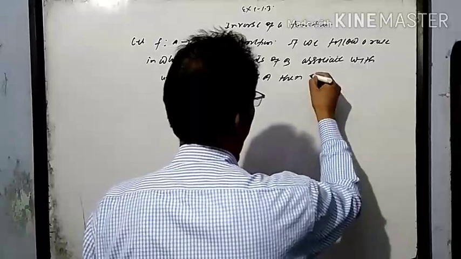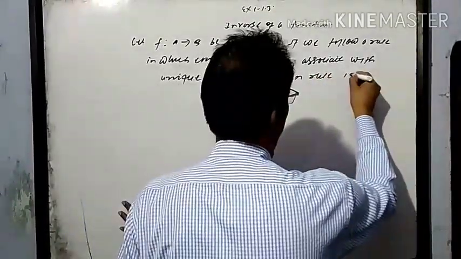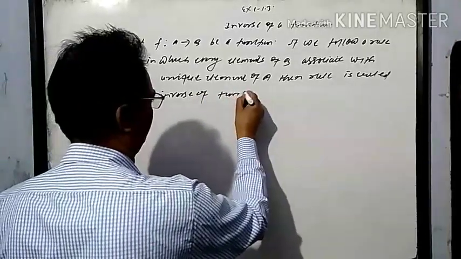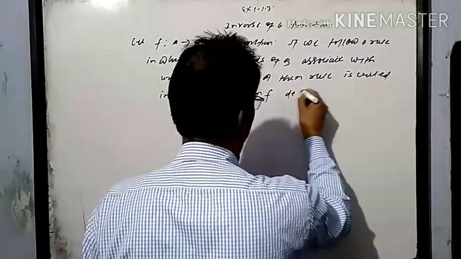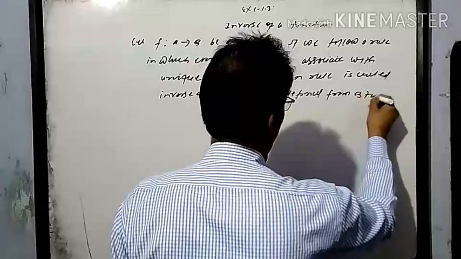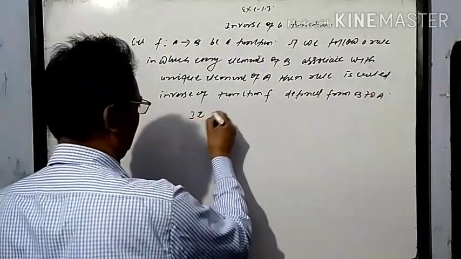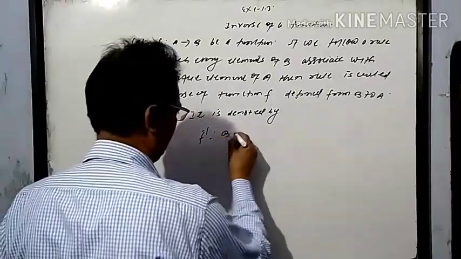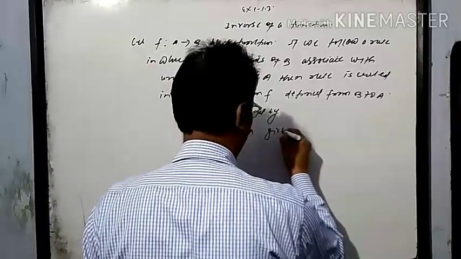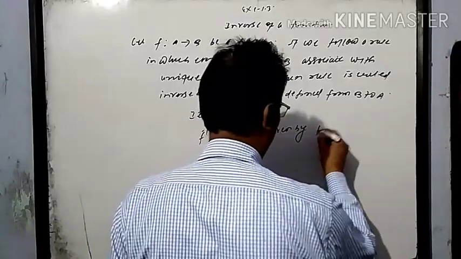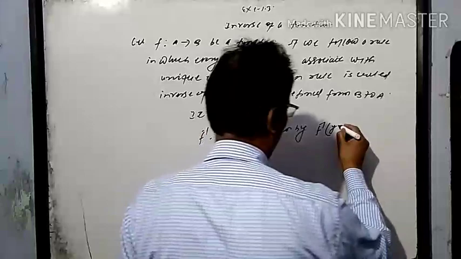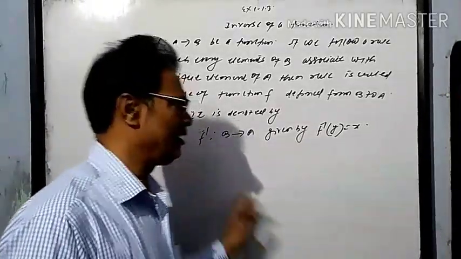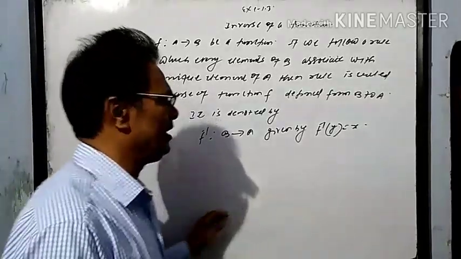then the rule is called the inverse of the function f, defined from B to A. It is denoted by f inverse, a function from B to A given by f inverse of y is equal to x. x is called the inverse image of y and y is called the pre-image of x.